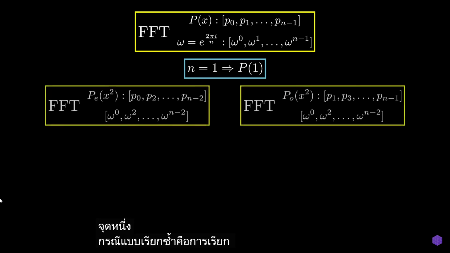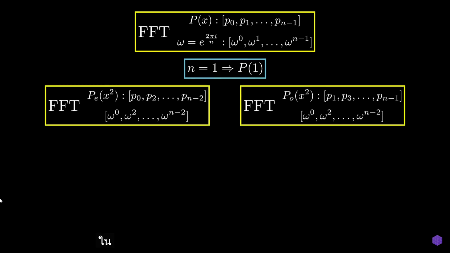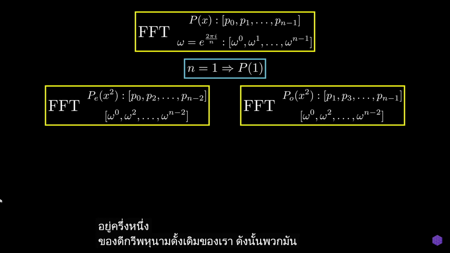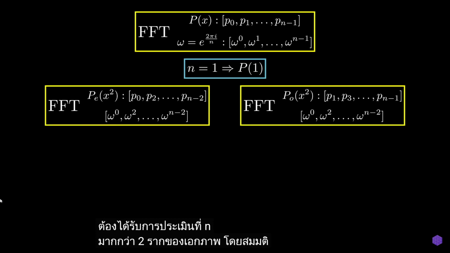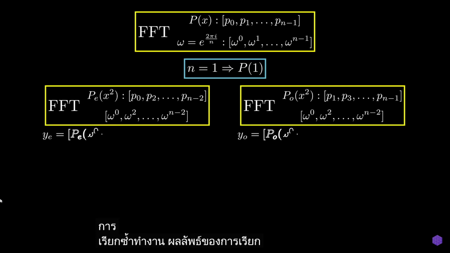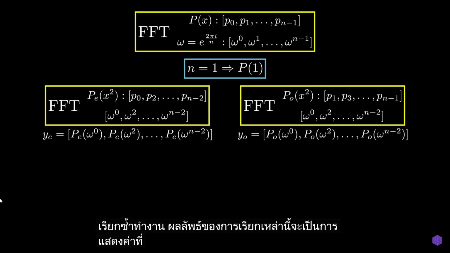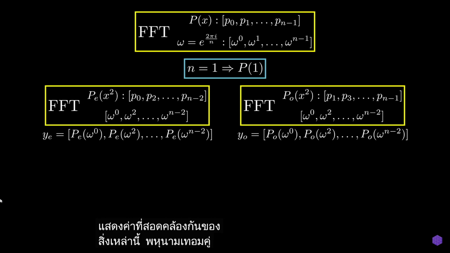Our recursive case is 2 calls to the FFT, one on even degree terms and one on odd degree terms. The intention is that these polynomials are now half the degree of our original polynomial, so they only need to be evaluated at n over 2 roots of unity. Assuming the recursion works, the output of these calls will be the corresponding value representation of these even and odd degree term polynomials, which we will label as ye and yo.